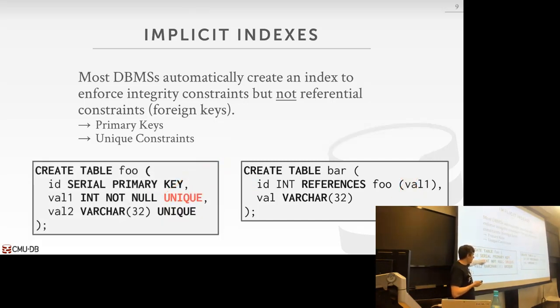Instead, you just add the unique clause here, and that builds an index automatically that it can then use to enforce this. Because the way foreign keys work is that every single time I insert a new tuple into bar, I have this ID value. To make sure it matches a tuple in this table, I do a lookup in that index and see whether there is a parent referential match.